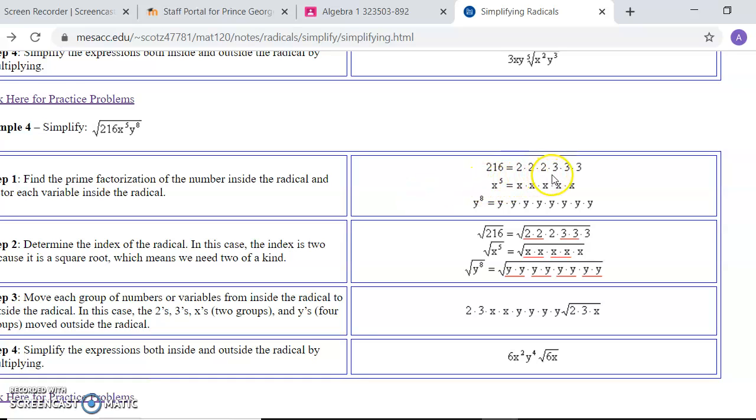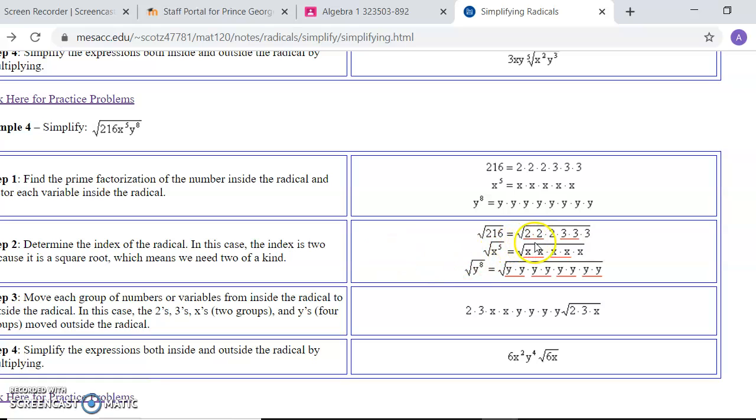It says find the prime factorization of the number inside the radical. Factor each variable inside the radical. Again, 2 times 2 times 2, 3 times 3 times 3 is equal to 216. X to the 5th is 5 x's. Y to the 8th is 8 y's. So we're looking for the index of the radical, which is 2.